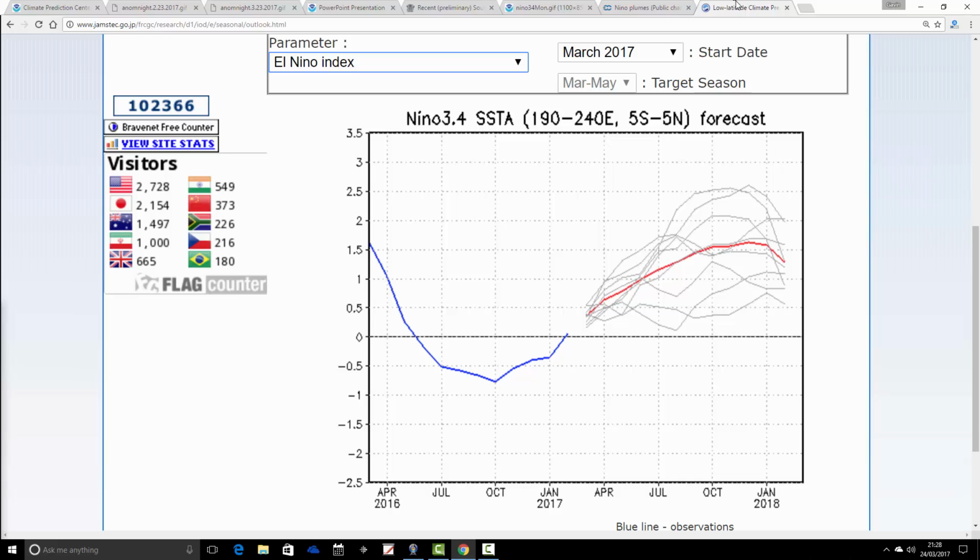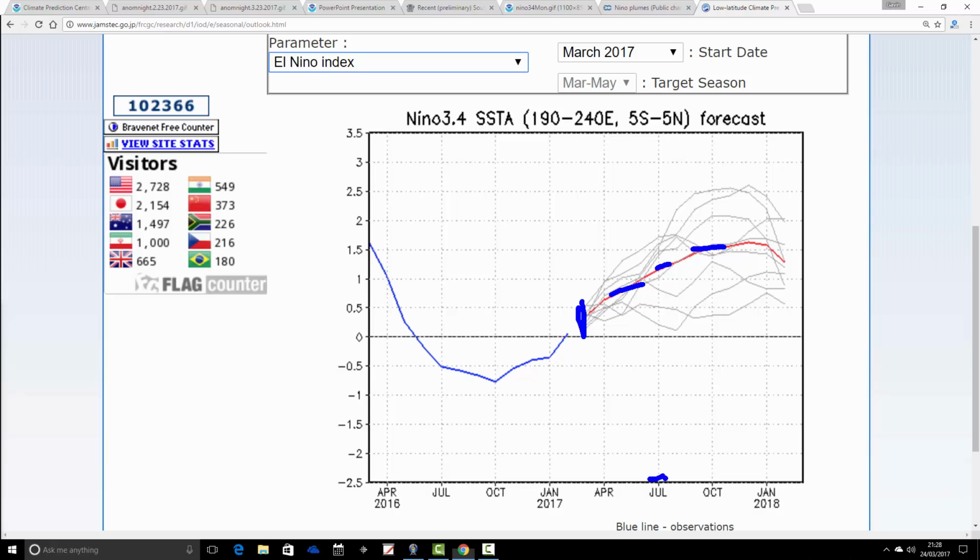And then finally, we've got the JAMSTEC model, and that is very much in the same area as well. This red line just here is the ensemble mean, and you can see that what's happening here is that it's lifting up. This is where we are right now. Again, we're in ENSO neutral territory.